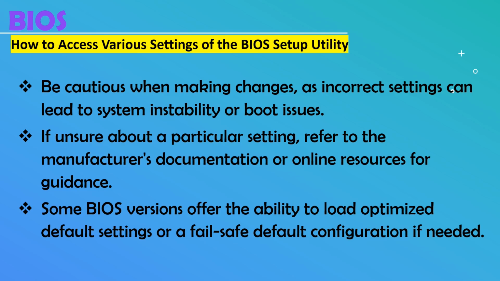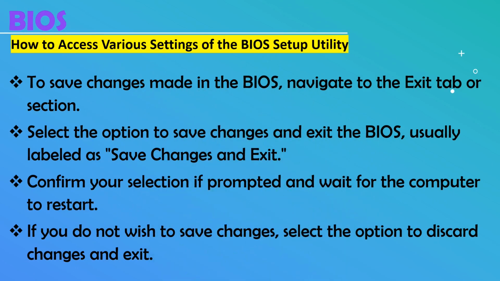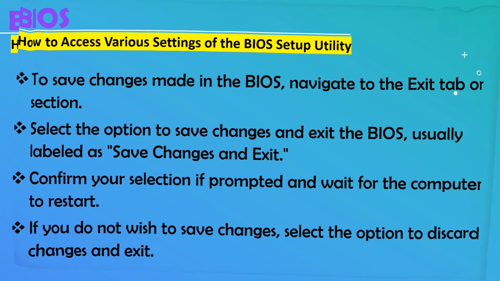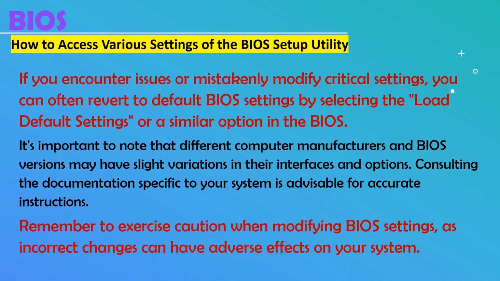To save changes made in the BIOS, navigate to the Exit tab or section. Select the option to save changes and exit the BIOS, usually labeled as Save Changes and Exit. Confirm your selection if prompted and wait for the computer to restart. If you do not wish to save changes, select the option to discard changes and exit. After exiting the BIOS, the computer will restart with the updated settings.